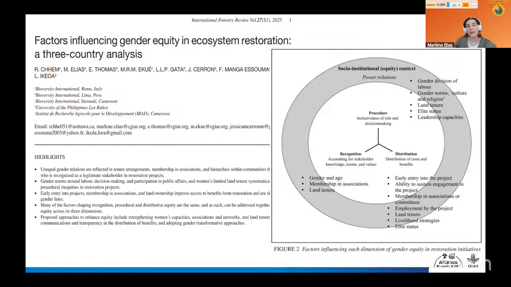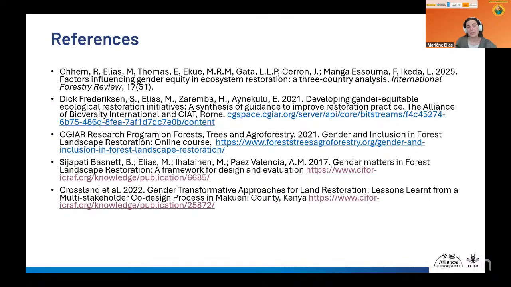So here are the resources I mentioned, and I will stop here, but hopefully some of these can be useful for you if you're trying to engage in a restoration initiative or trying to help others perhaps who are a little bit less familiar with these dimensions. So thank you very much.